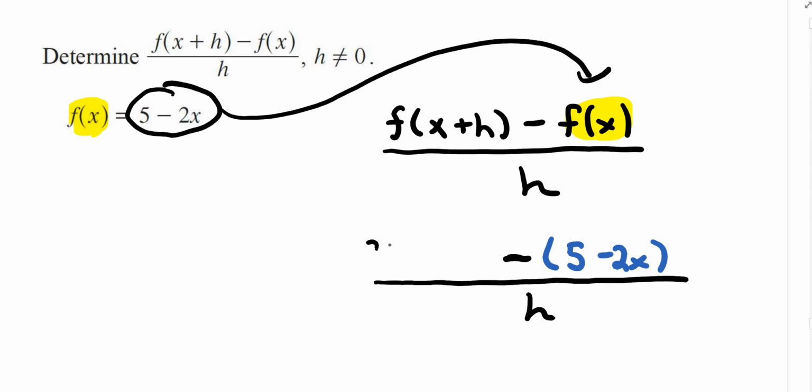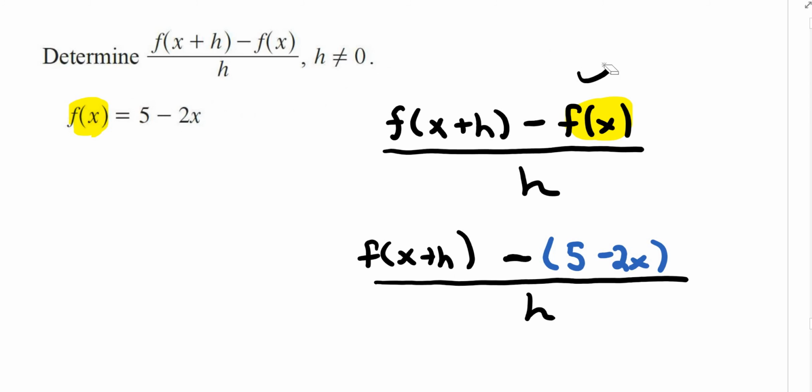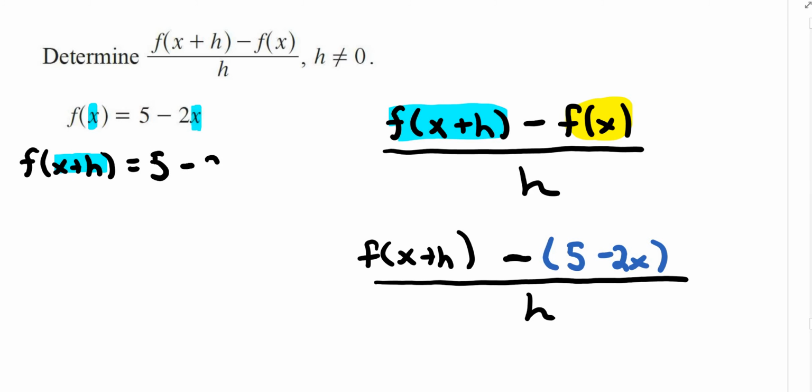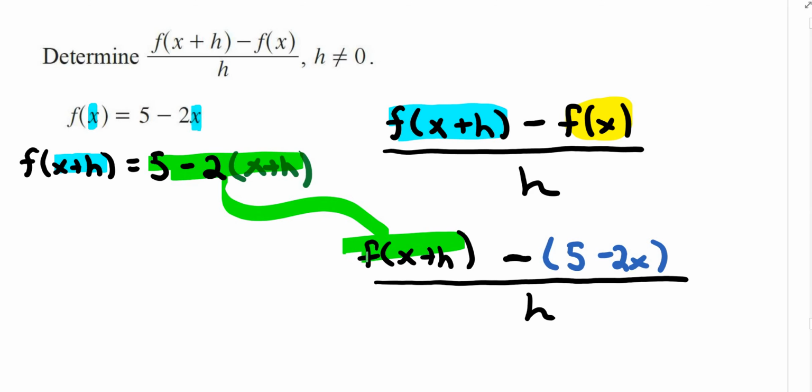All over the h, and the f of x plus h. As you can see, we're just putting this function into this formula here. After that, our goal is to figure out what f of x plus h is. In order to do that, let me rewrite f of x plus h down here. Whenever you see an x, the x is now being replaced with x plus h. So this will be 5 minus 2 times the bracket x plus h. Basically this green function right here will replace this expression right there, because f of x plus h equals 5 minus 2 times x plus h.